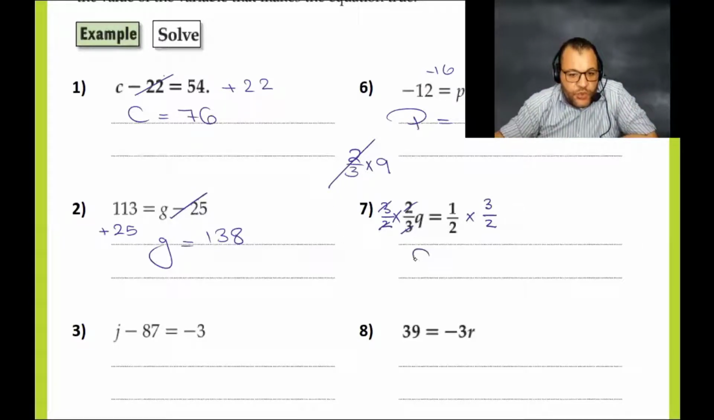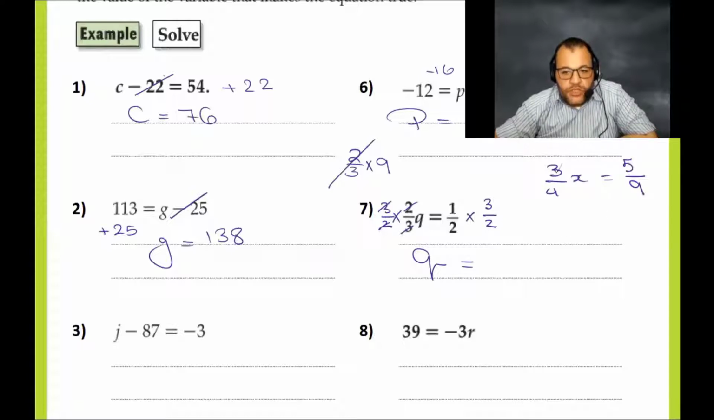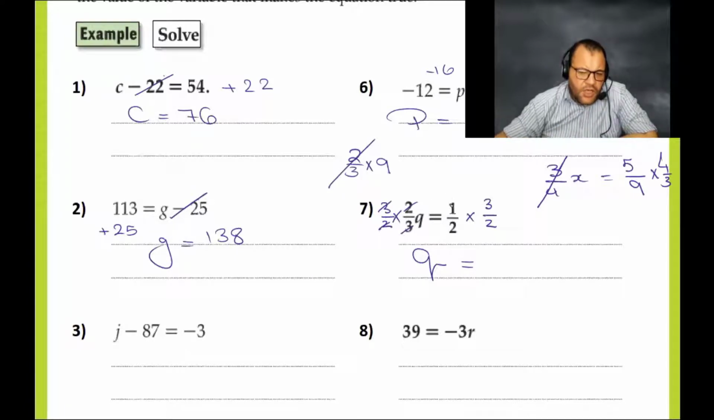So we write q without any change. That's only if you have a fraction. For example, if I have 3 over 4x equals 5 over 9, how do we solve this one? Just remove 3 over 4 and shift it to the other side by multiplying by 4 over 3. Any problem now? No, sir. So 1 over 2 times 3 over 2 equals 3 over 4.